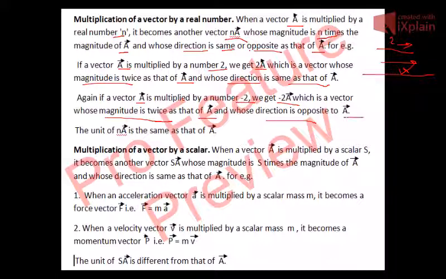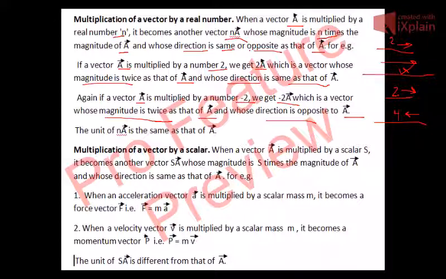What does it mean? It means that if again vector A is represented by a line of 2 centimeters, then vector minus 2A will be represented by a line of 4 centimeters, because its magnitude will be 2 times that of A, but the direction will be opposite. If the direction of vector A is from east to west, then the direction of vector minus 2A will be from west to east. Directions will be opposite, magnitude will be twice.